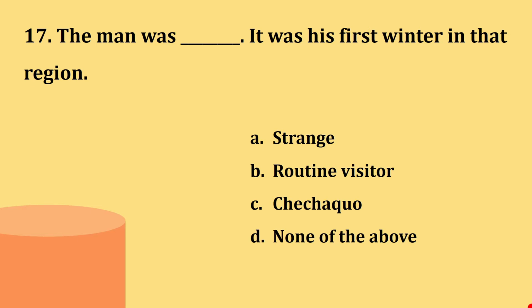17. The man was dash. It was his first winter in that region. A. Strange, B. Routine visitor, C. Chechaco, and D. None of the above. And the correct option is C. Chechaco. Chechaco means newcomer to the land. This is a native word used in To Build a Fire.